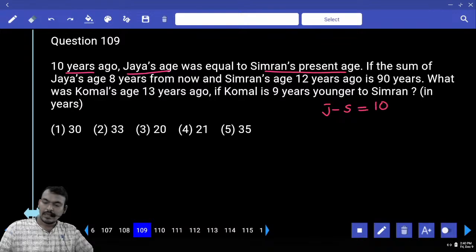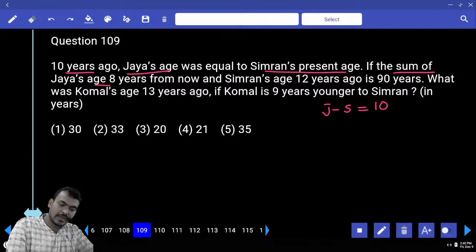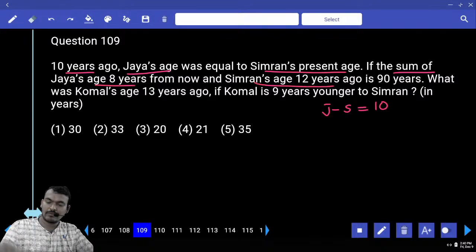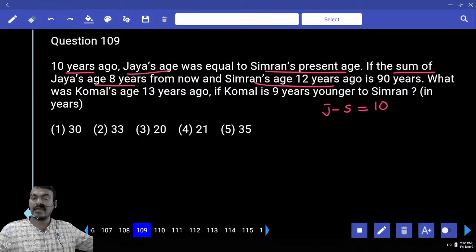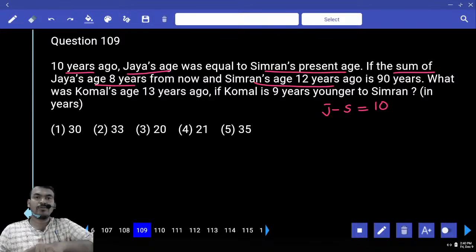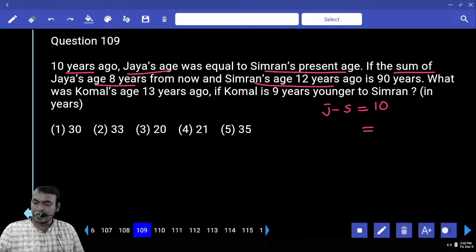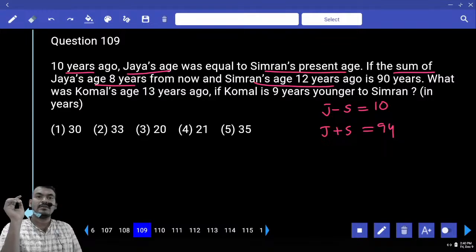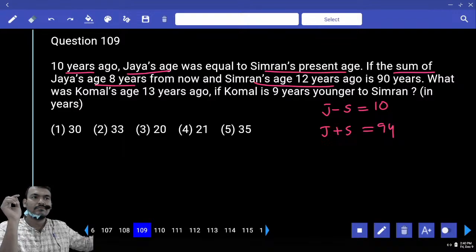Nothing but Jaya and Simran's age difference is how many years? 10 years. Next, the sum of Jaya 8 years from now and Simran 12 years ago. Means one is plus 8, another one minus 12. Plus 8 minus 12 means minus 4. That minus 4 becomes plus 4, so 90 plus 4, 94. That 94 equals J plus S or J minus S? J plus S. Actually J plus 8 plus S minus 12. Plus 8 minus 12 means minus 4. Minus 4 becomes plus 4.